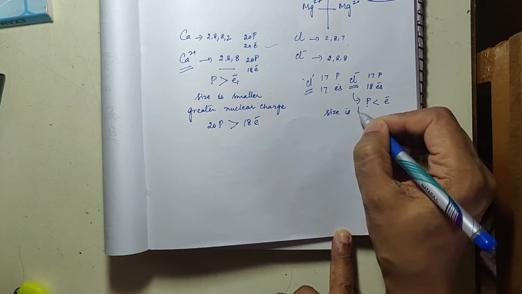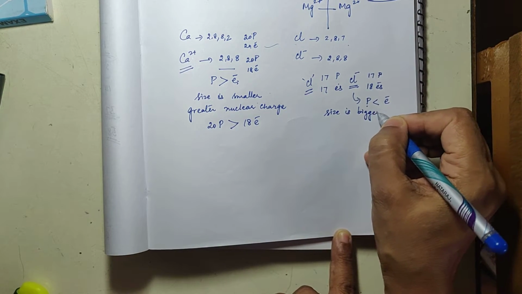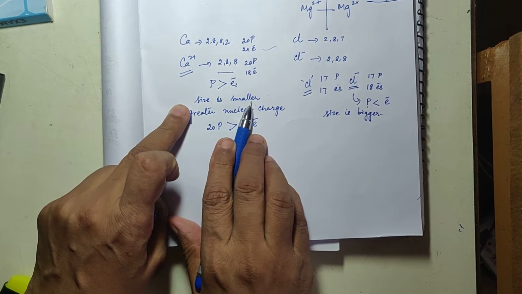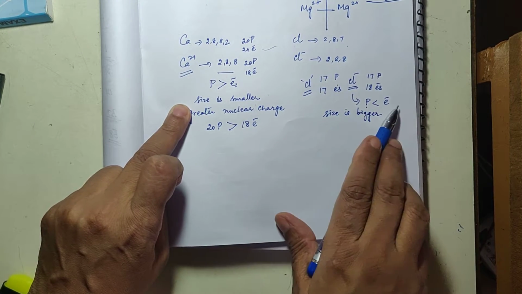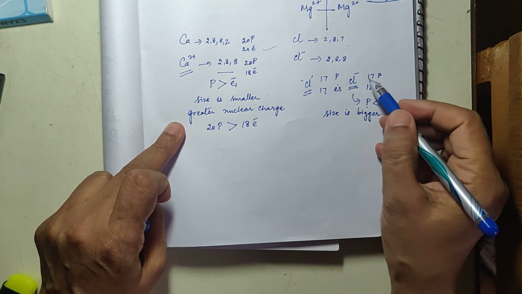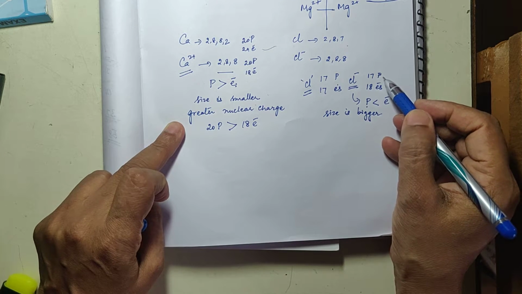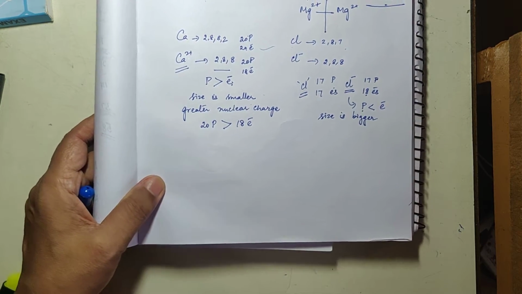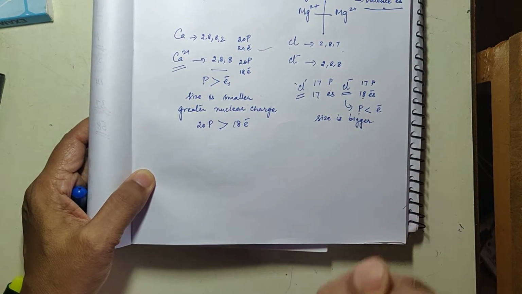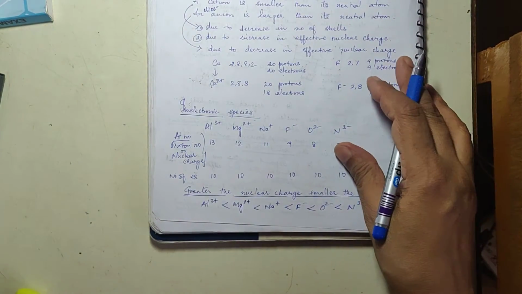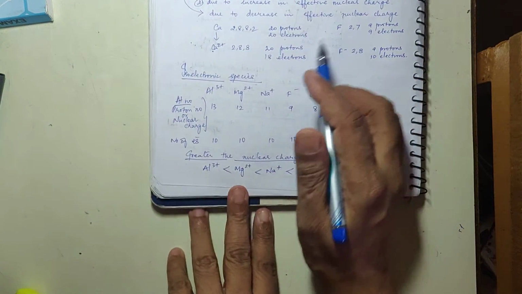Whereas here the proton number is higher, so the size is smaller. Here the proton number is lower, so the size is bigger. Right? And also you can say the nuclear charge is less to hold on to more electrons. That is why the size is bigger. If it can hold tightly, the size will be smaller. If it cannot hold tightly, the size will be bigger. So that is what I have given here.